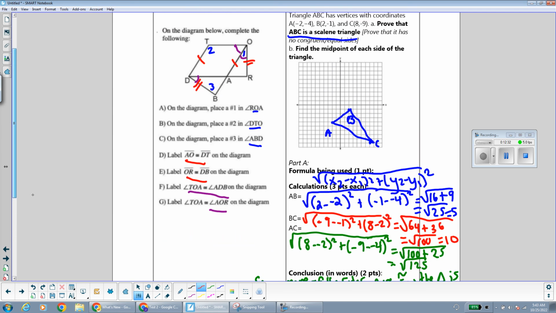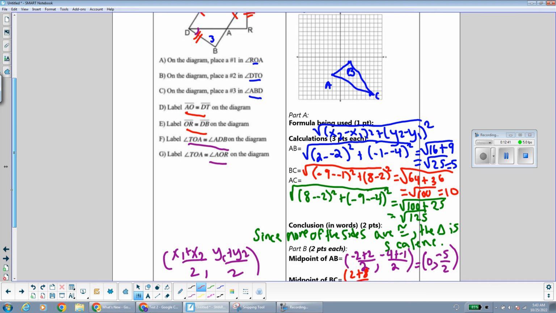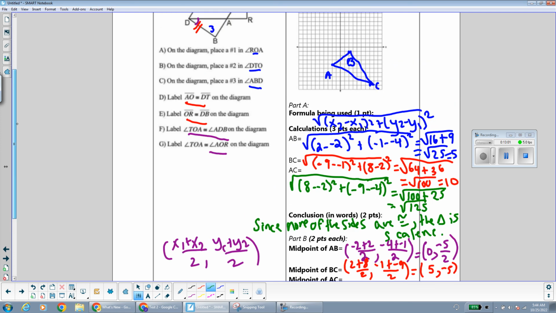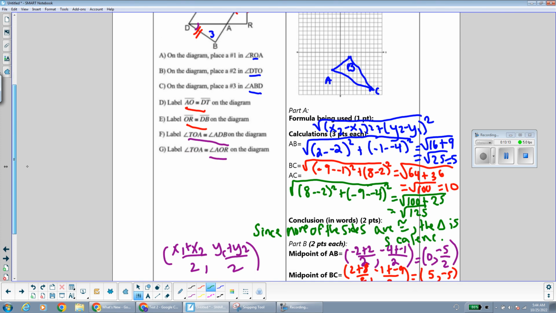Okay, BC, 2 and 8 are the x-coordinates. And the y-coordinates are -1 and -9. 10 over 2 is 5. -10 over 2 is -5. And then finally, AC, -2 and 8 are the x-coordinates. And the y-coordinates are 4 and -9.